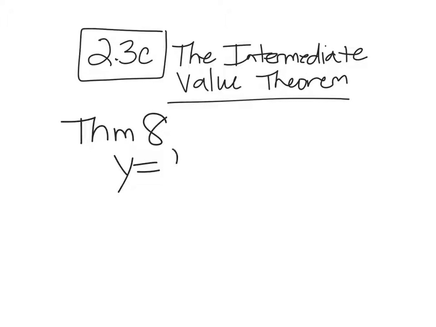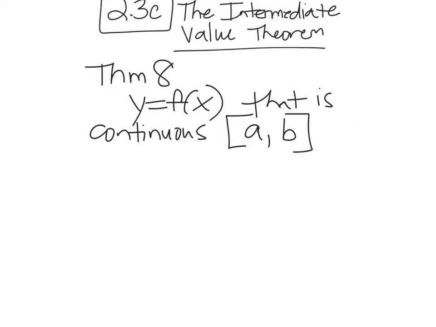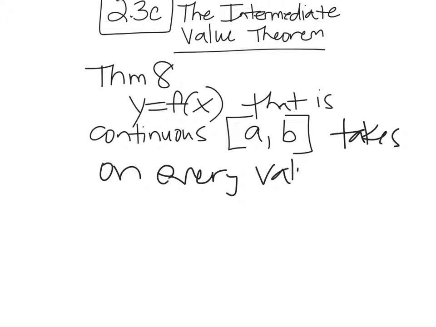Y equals f of x that is continuous on the closed interval from A to B. Okay, maybe it's not continuous over its entire domain, but in a closed interval from A to B, what happens is, and this is going to be kind of a duh thing to you, so it's continuous from A to B, then that means that it takes on every value between f of A and f of B.